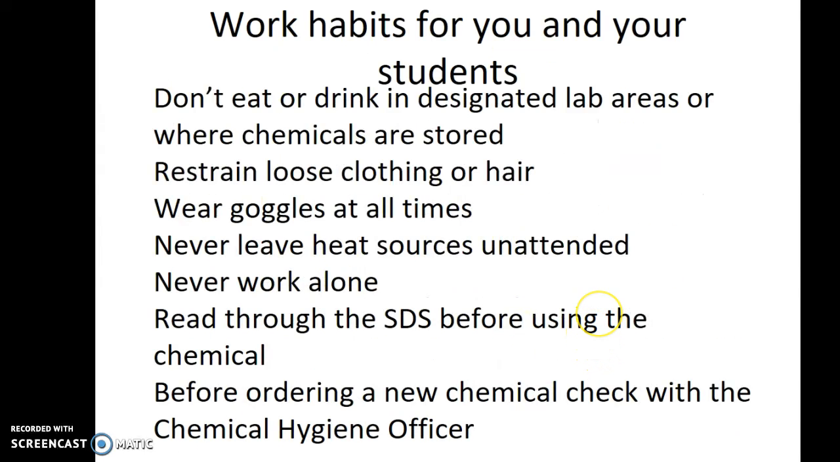Make sure that you're clear with lab protocol, whether it's signs or standard operating procedures, that no eating or drinking in the lab areas. Loose hair and clothing is tied back, or like I'll tell my kids with sweatshirts to push their sleeves up. Long hair tied back in a ponytail. Goggles worn at all times, never leaving heat sources unattended or working alone, and making sure that if you have a new chemical for a new lab that you check with me to make sure it's okay.